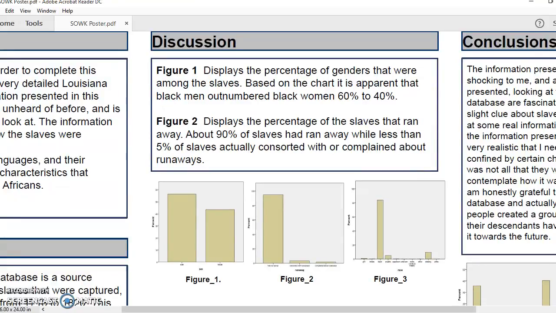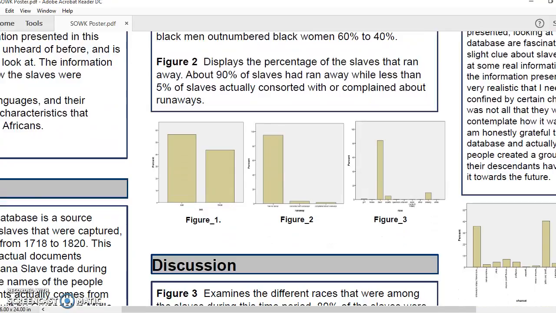In this first discussion box, we talk about figures 1 and 2. Figure 1 displays genders, and how males actually outnumber black women 60 to 40%, which didn't really surprise me because I figured males would be more acquired for, more wanted during this time period than women. Didn't really expect it to be 50-50.